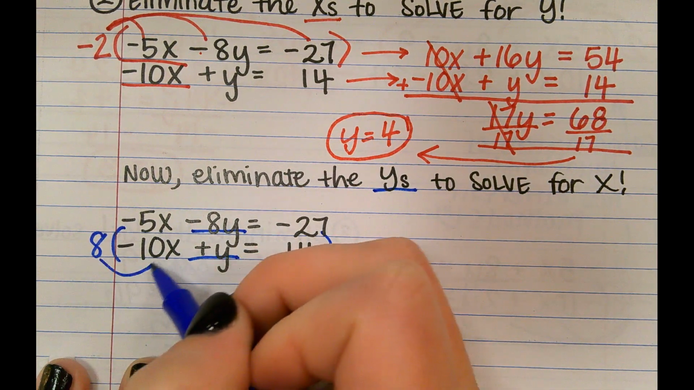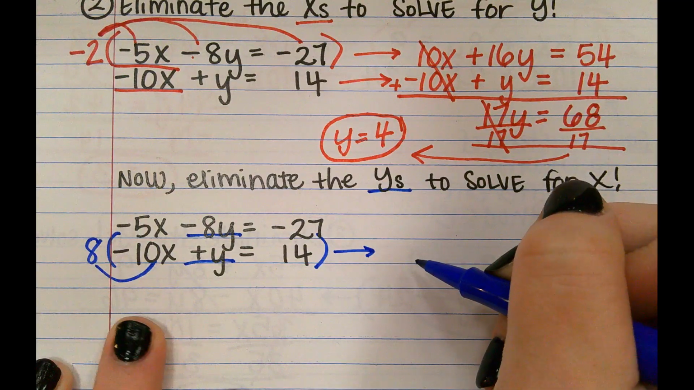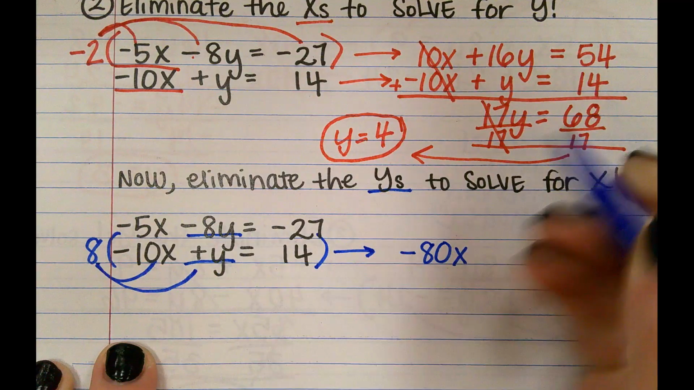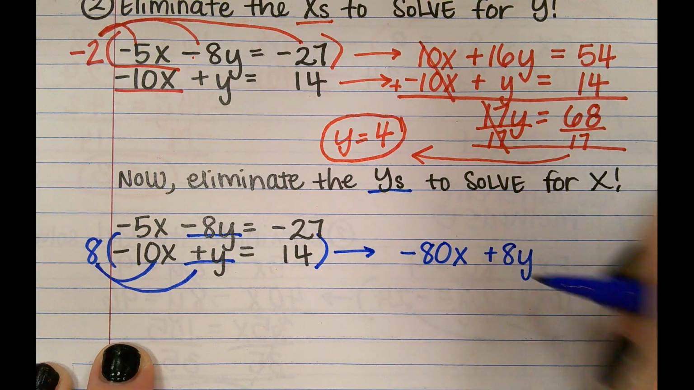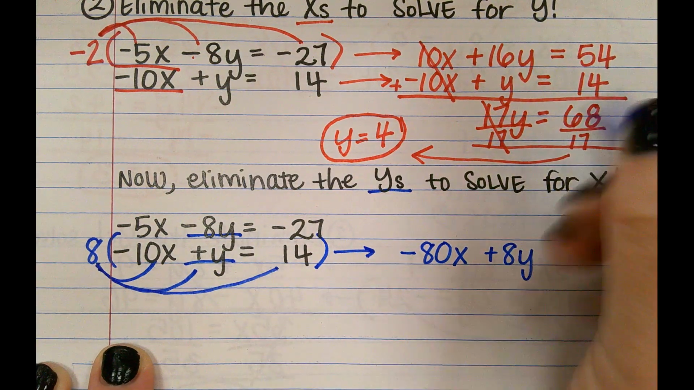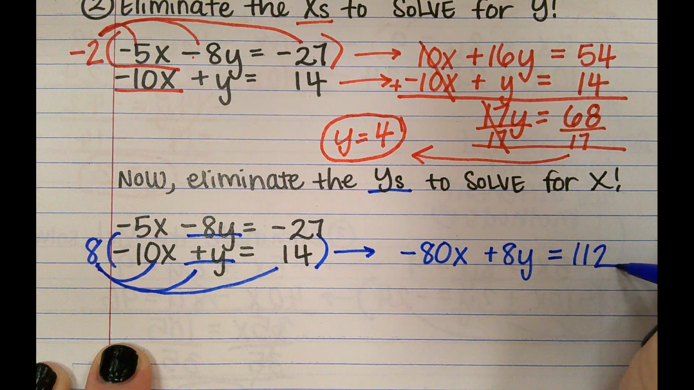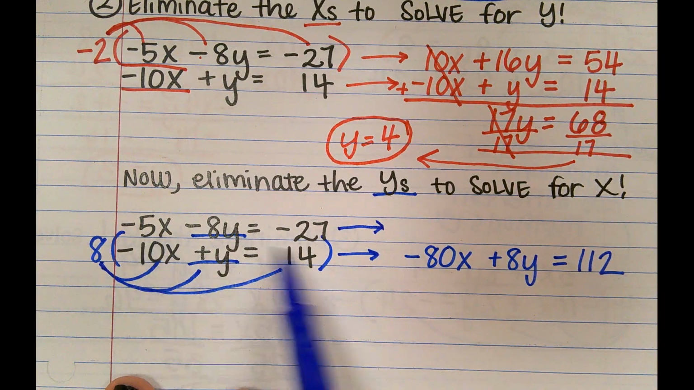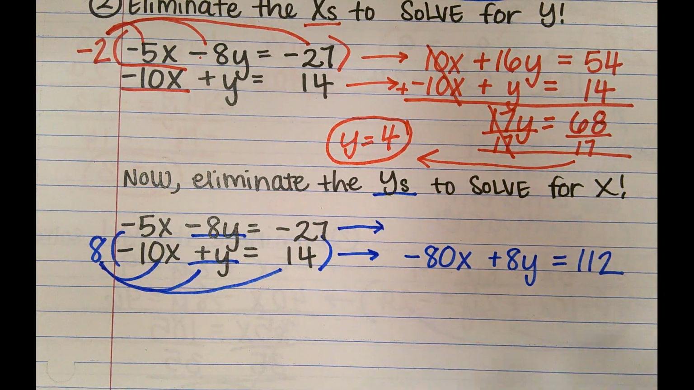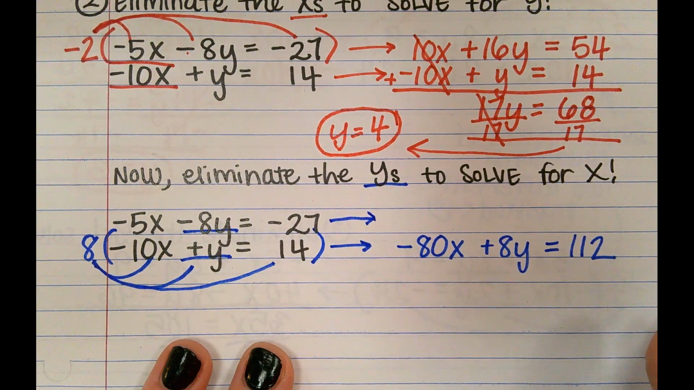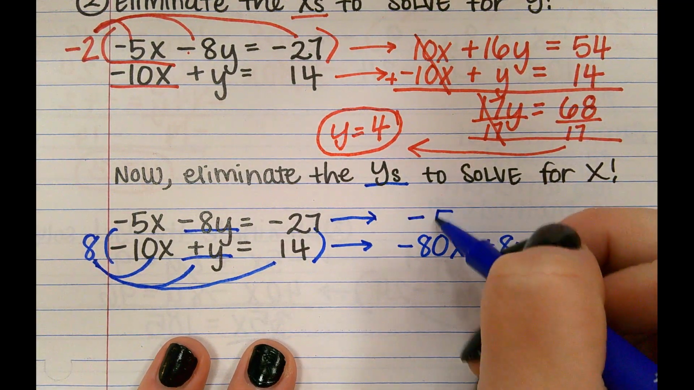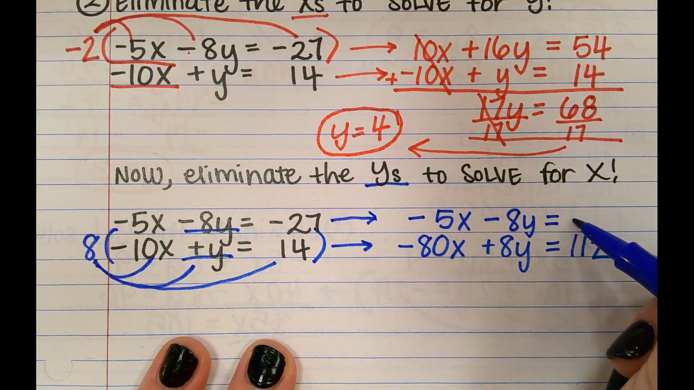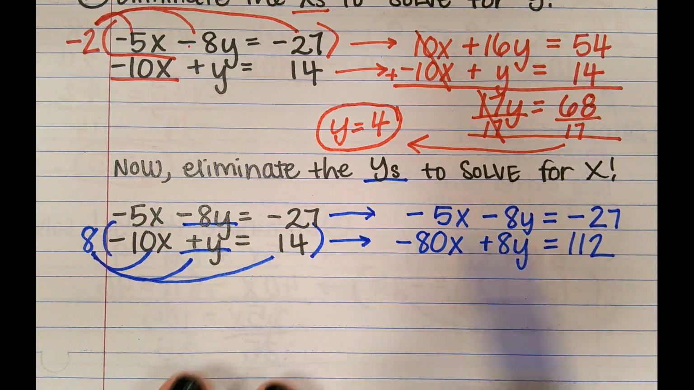So let's see. Minus 8x plus 8y equals 112. Bigger numbers this time. And my other equation, what do I do with that? The minus 5x minus 8y. We're just writing it again. Bring it over.